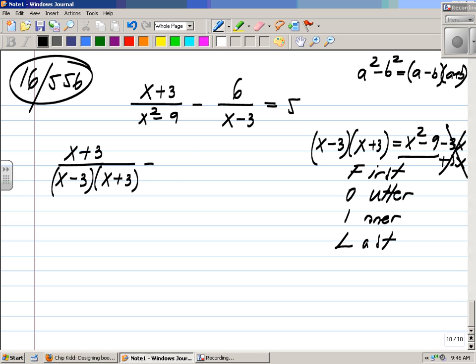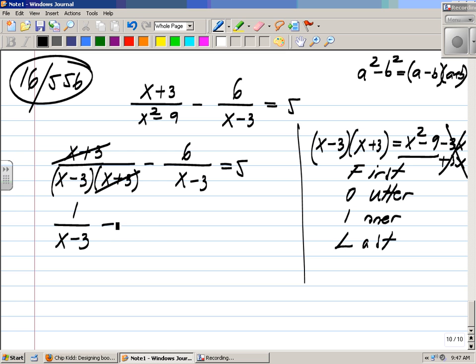I have minus 6 over x minus 3 equals 5. What do you notice on the first fraction here? I got x plus 3 over x plus 3. I can cross cancel, I can simplify this fraction. The first fraction becomes 1 over x minus 3 minus 6 over x minus 3 equals 5.